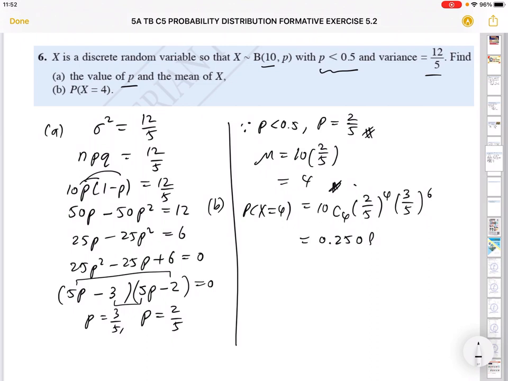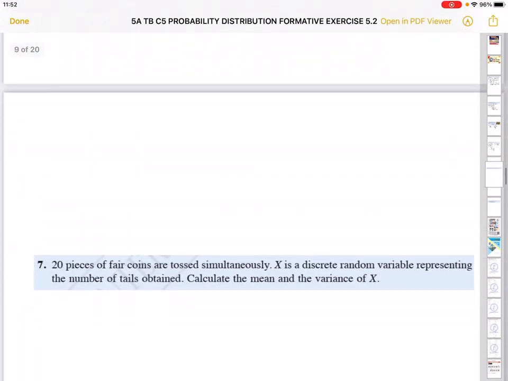Yeah, just use your calculator. Alright, moving on. Question number 7.